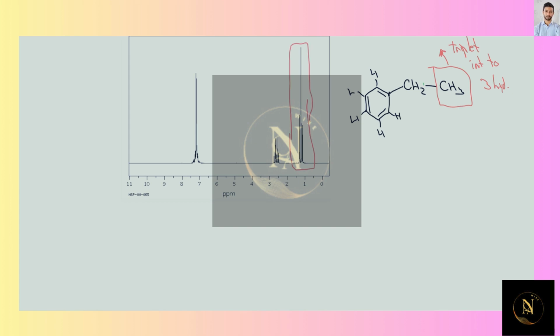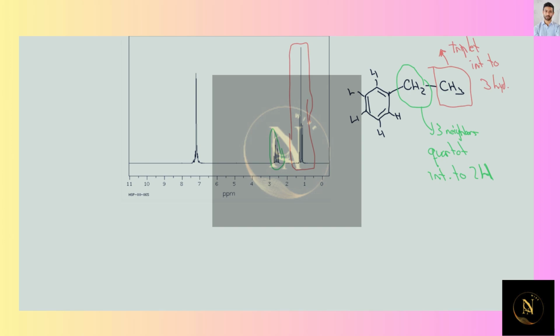Next up, the CH2 that is next to an aromatic ring. This guy is going to have 3 neighbors. So this is going to correspond to a quartet integrated into 2 hydrogens, which is going to be the one on this region.